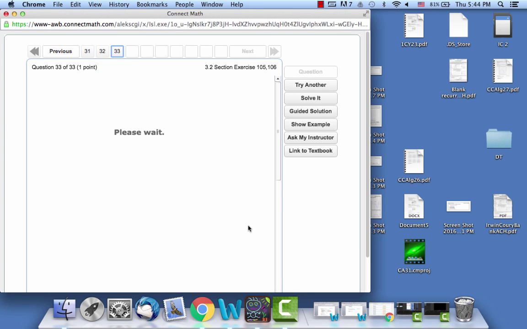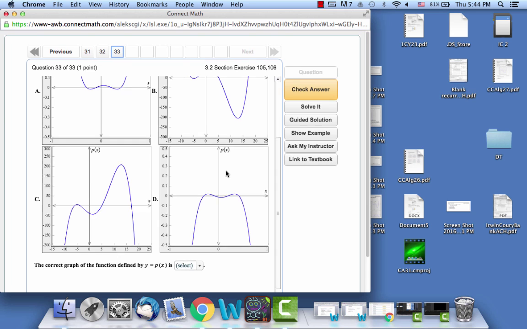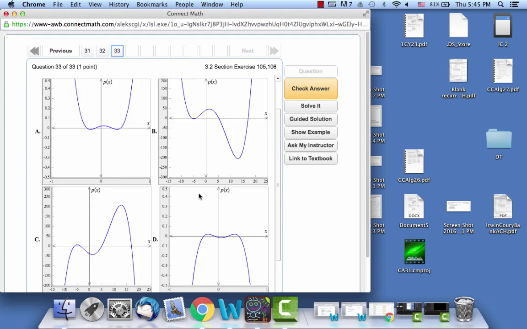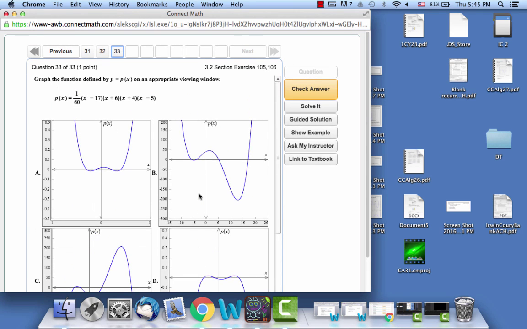All right, one more. We want to graph this. It has 1, 2, 3, 4 zeros, each with multiplicity 1. So that means it's degree 4. So both end behaviors are the same direction because it's even. 1/60th is small, but it's positive, so they're both going to be going upward. So it can't be those two.